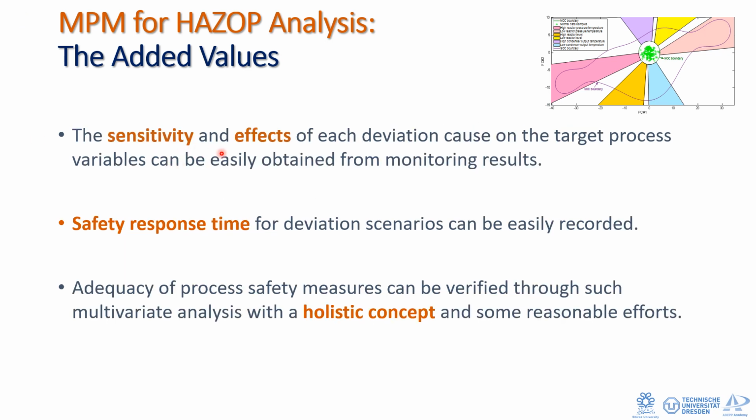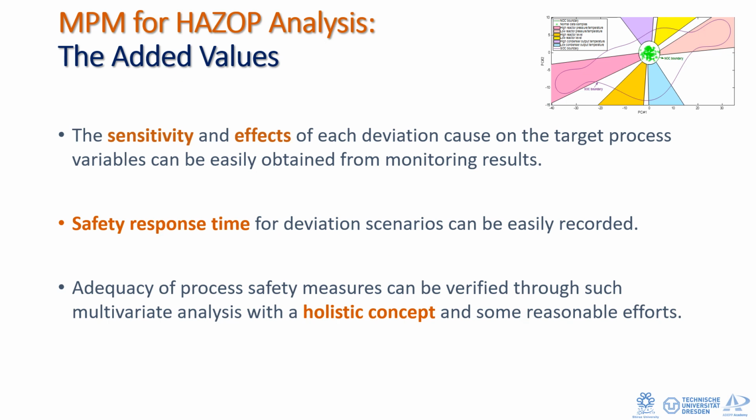The sensitivity and effects of each deviation cause on the target process variables can be easily obtained from monitoring results. Safety response time for deviation scenarios can be easily recorded. To optimize process safety measures, the correlation between process variables should be well understood. Adequacy of process safety measures can be verified through such a multivariate analysis with a holistic concept in some reasonable effort.